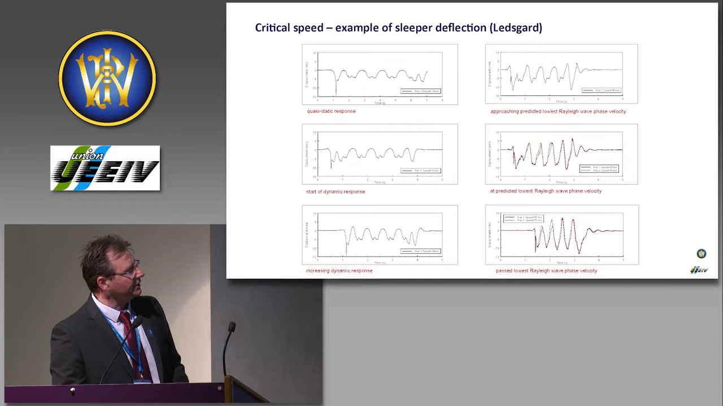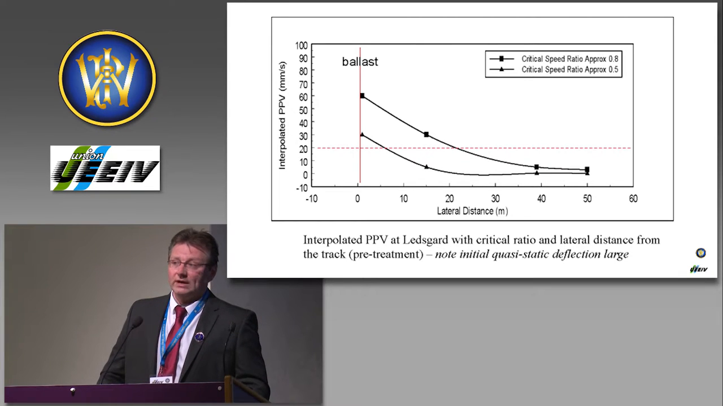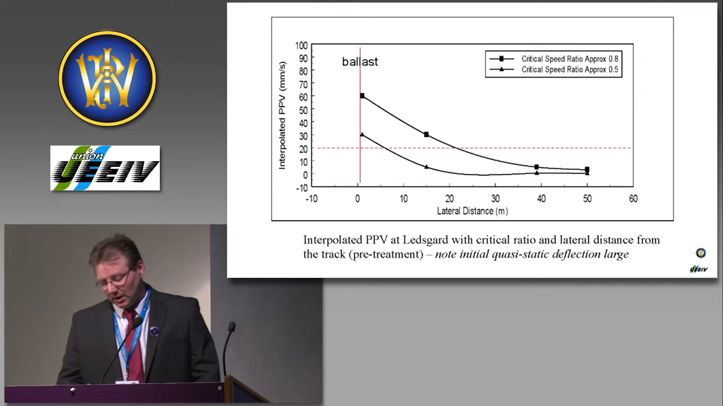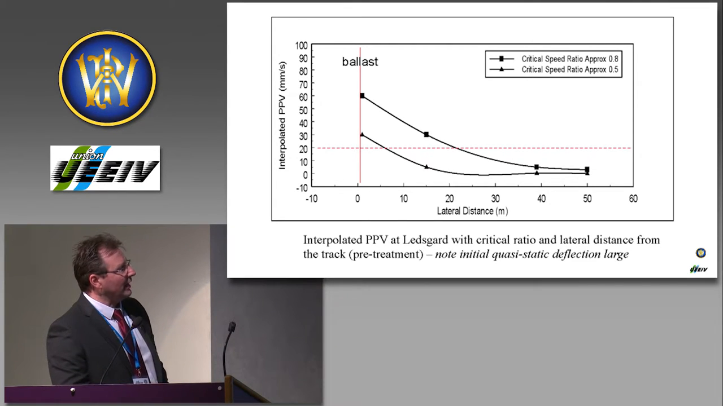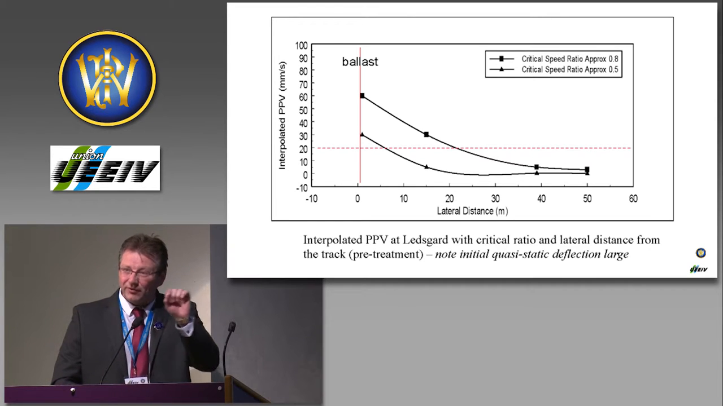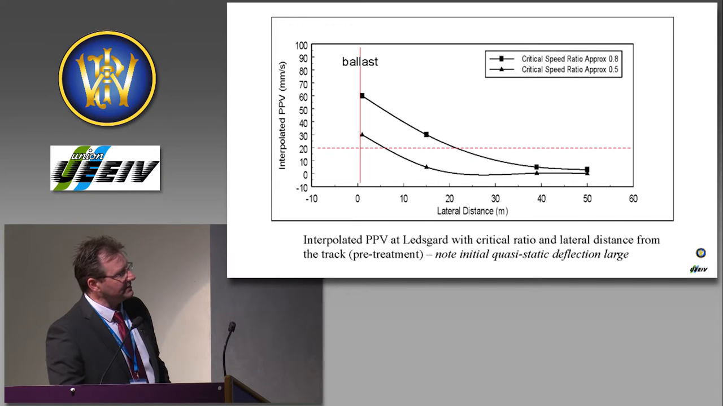I traveled over to Norway and Sweden and picked up what the peak particle velocities were recorded from that site. So here is a plot, and I've called it interpolated because I had to pick it off from the actual measurement data and the time histories. Here is peak particle velocity against lateral distance. And again, it's around here I'm interested in because that's where the ballast is.